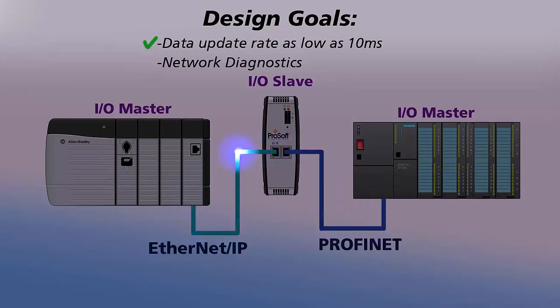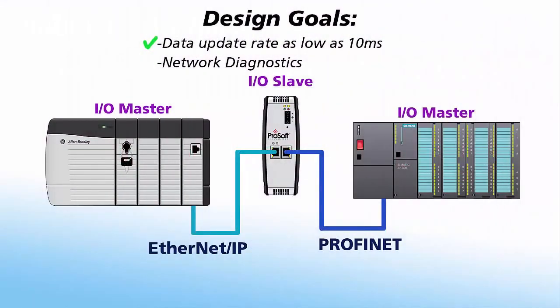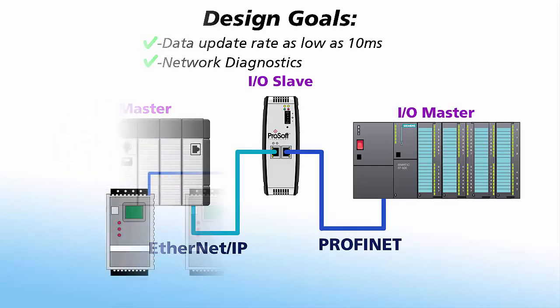The data transfer rate is locked in by the program, and I/O messages are given top priority by both PLCs. Using this communication method requires you to program both PLCs to set up the I/O messaging. This will also allow the PLCs to monitor the communication status of our gateway and display the diagnostic tags to an HMI or the PLC programming software.